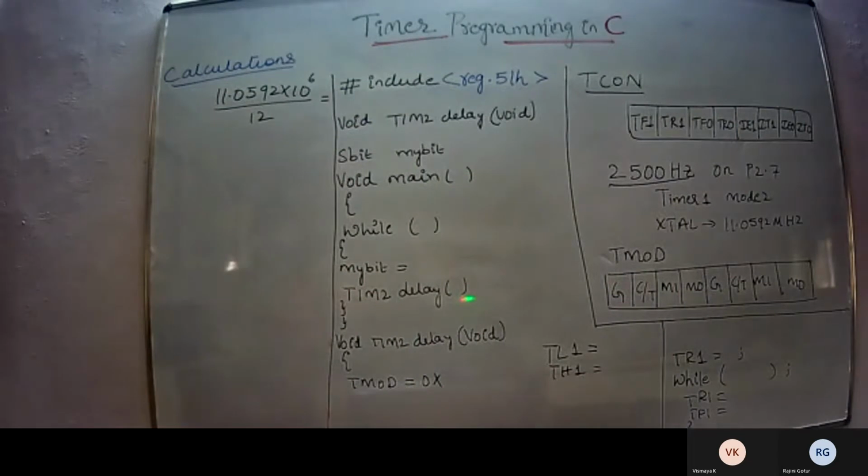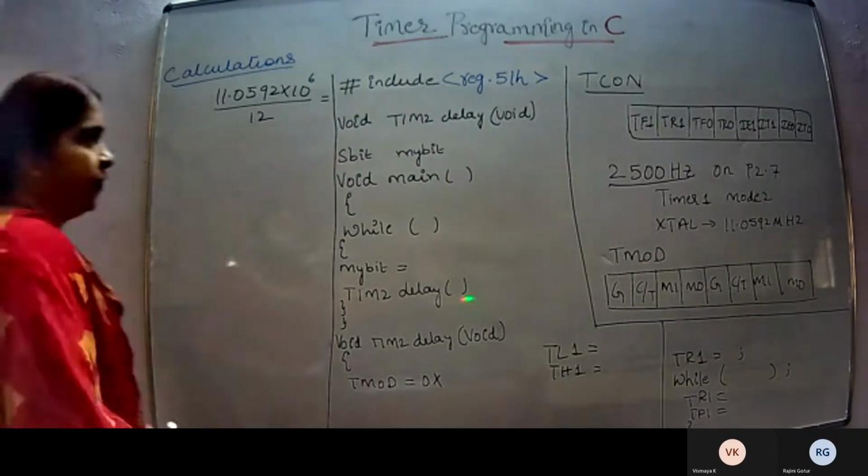That square wave should be generated on the pin P2.7, that is port 2, 7th bit, and it should work in timer 1 mode 2. That is important. And the crystal frequency is 11.0592 megahertz. So this is the information they have given.